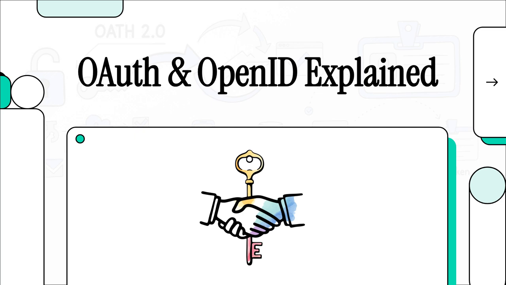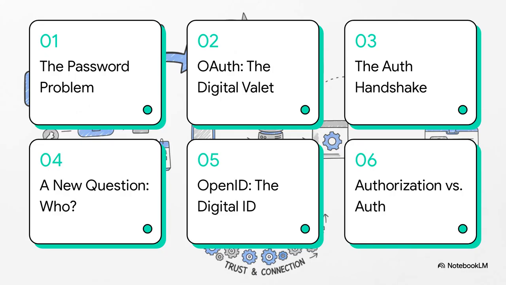Well, that's exactly what we're going to unpack today as we dive into the invisible digital handshake that basically powers the entire modern web. So here's our roadmap. We're going to start with the fundamental problem, the password problem. Then we'll meet its solution, which I like to call the digital valet. After that, we'll walk through the actual step-by-step handshake. Then a new question pops up that changes the game, which leads us to its counterpart, the digital ID. And finally, we'll nail down the crucial difference between these two really powerful ideas, authorization and authentication.